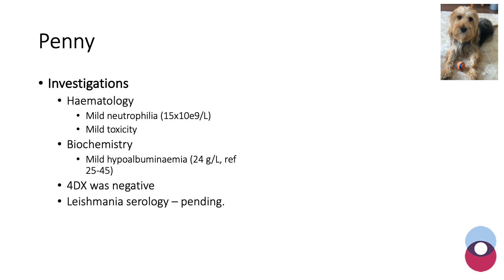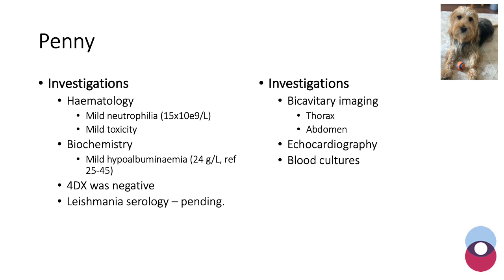Then we ended up doing some further investigations, including bicavitary imaging. So we ended up doing a CT of the chest and abdomen under GA. Before going ahead with the CT and the GA, we did an echo, which didn't reveal any abnormalities to her valves in her heart. We also did blood cultures. All of this is basically to try to ensure that there was no underlying bacterial infection causing her increase in temperature. The reason why we ended up doing a GA was considering what we discussed before, whether the travel history was just a red herring.